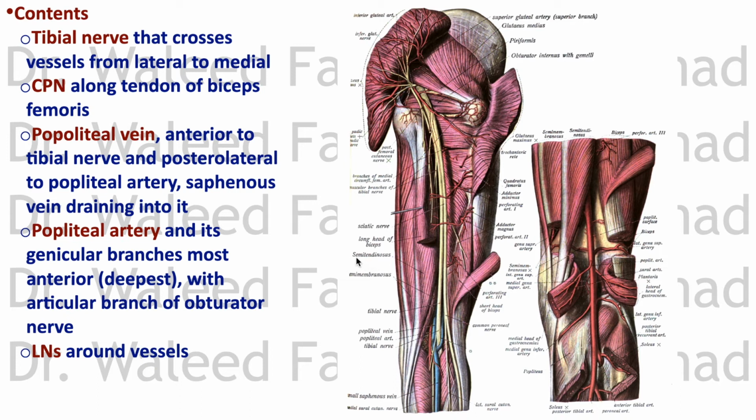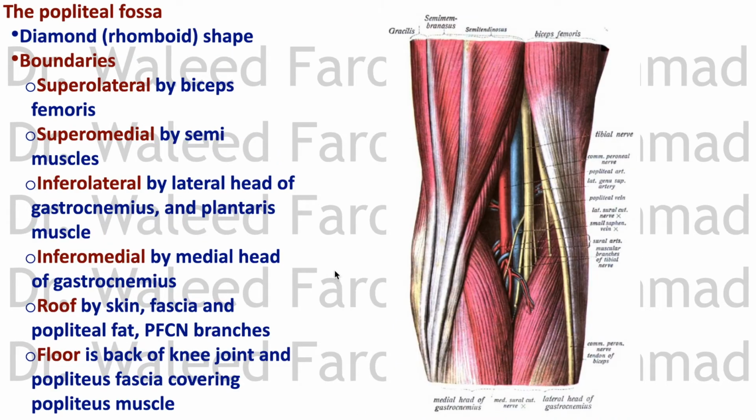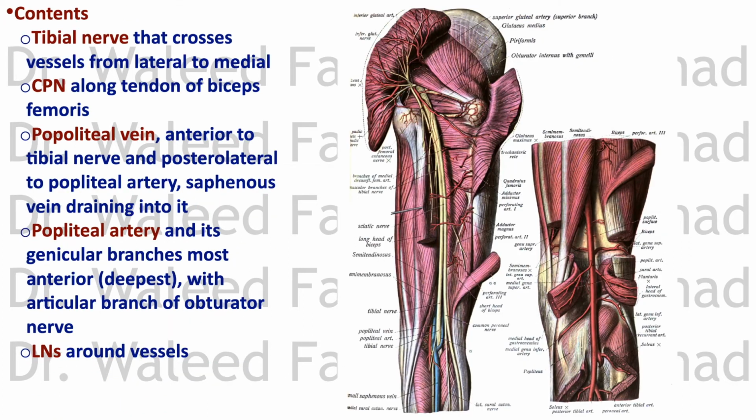fossa. The tibial nerve crosses the vessels from lateral to medial as it descends. As you can see here, it will cross from lateral to medial. The common peroneal nerve runs along the tendon of the biceps. The popliteal vein, formed by the anterior and posterior tibial veins, is anterior to the tibial nerve and posterolateral to the popliteal artery.